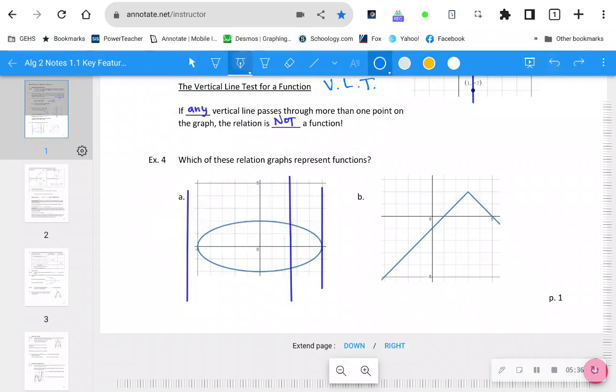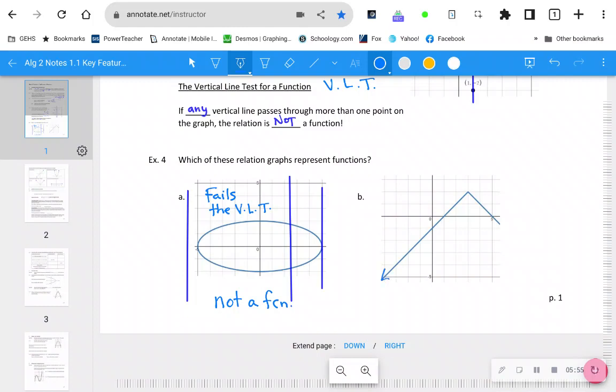And so we're going to write that. Fails the vertical line test. And you write down here that this is not a function. Function can be abbreviated FCN.